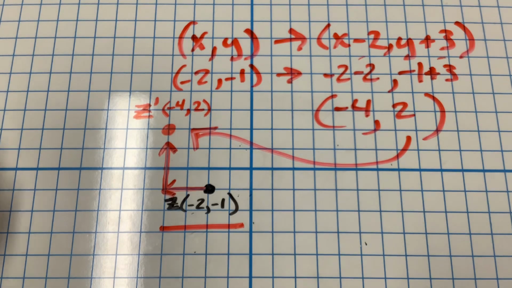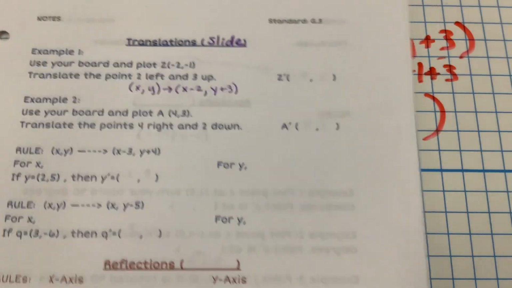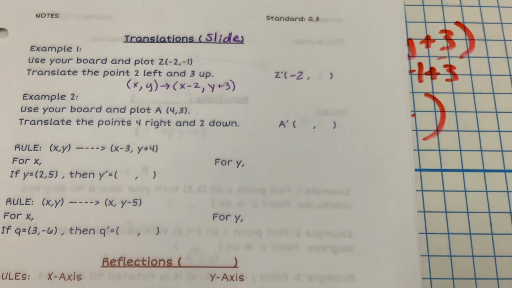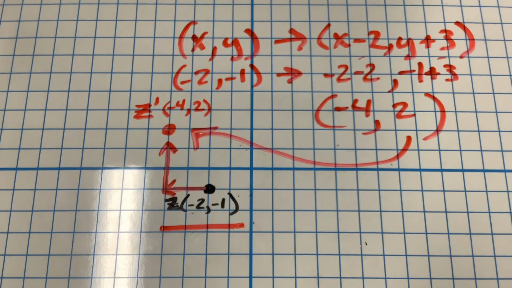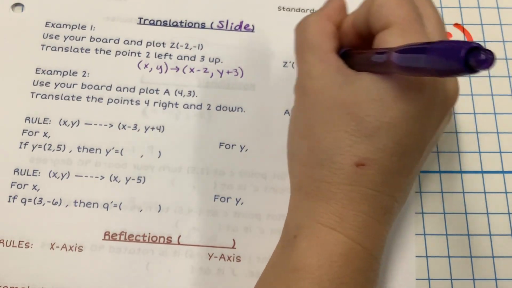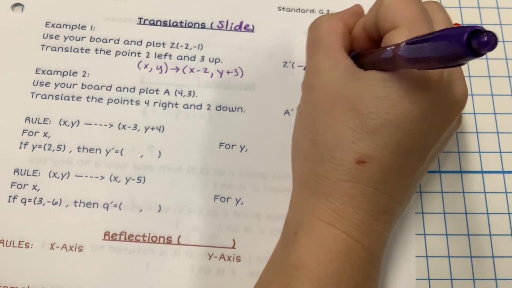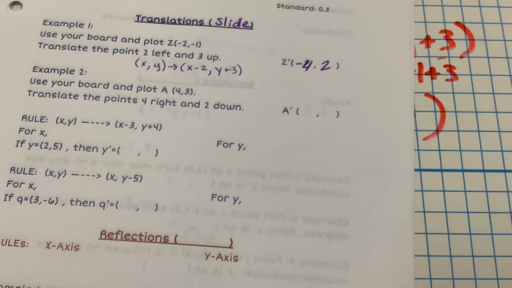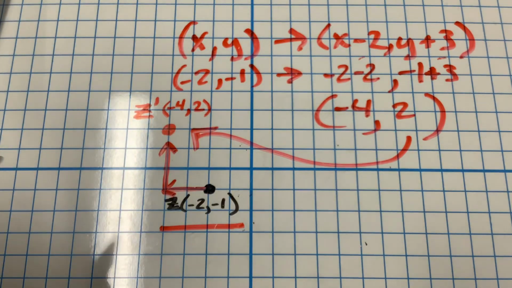Okay, so on your notes, make sure that you write -2, -1 for your new ordered pair right here for Z prime. Sorry, -4, 2. -4, 2 is our new ordered pair. All right, so now erase your boards. Let's do example 2.